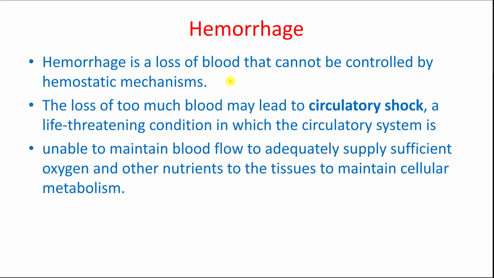Another thing that is related to the blood pressure and the blood vessels is the hemorrhage. The hemorrhage is the loss of blood that cannot be controlled by homeostatic mechanisms. So think, for example, you have a big cut in your arm because of an accident or something. That is a hemorrhage. In labor, when some moms are delivering, they will lose a huge amount of blood.